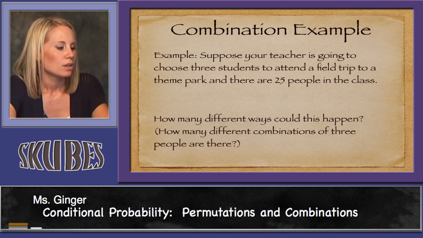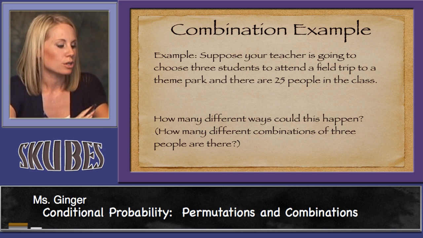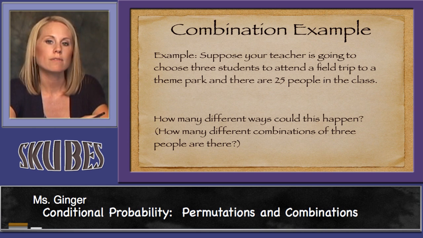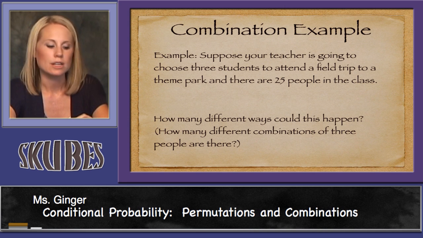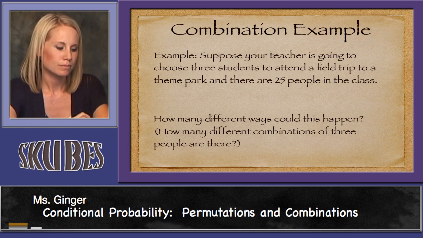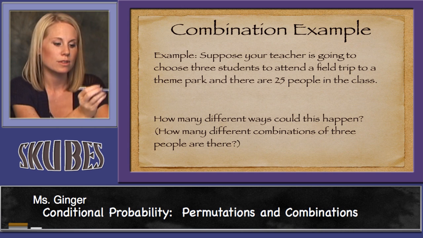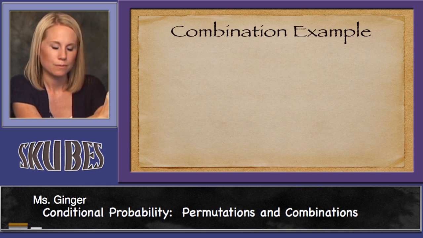Okay, so let's take a look at a combination example where we are choosing items from a group. Suppose your teacher is going to choose 3 students to attend a field trip to a theme park, and there are 25 people in your class. How many different ways could this happen? In other words, how many different combinations of 3 people are there? So we notice that arrangements don't matter here, so we're going to go to our combinations formula for this, and we're going to work this out.